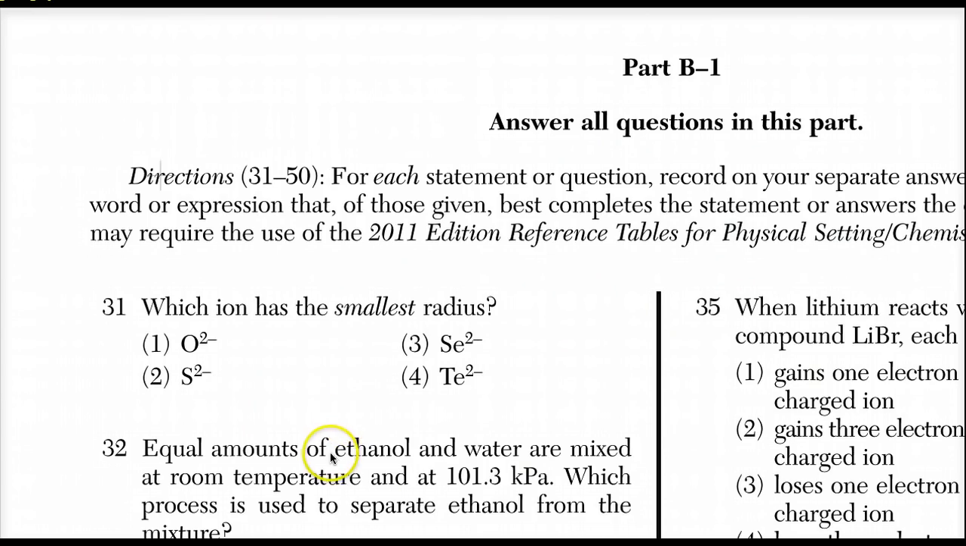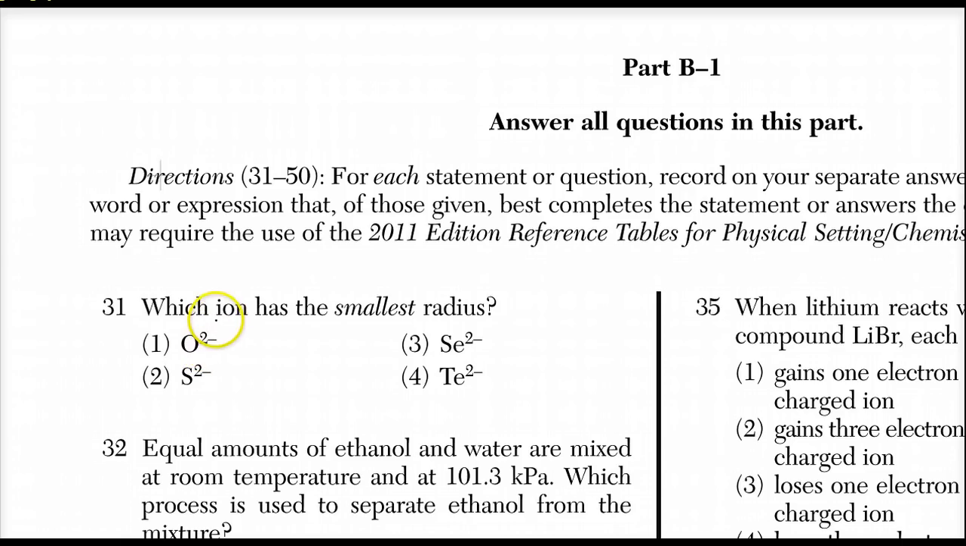Okay, number 31. Which ion has the smallest radius? Now we're in part B1, which these types of questions tend to be a little more challenging. Usually have a second part to them or 2 steps to them. Sometimes I see that, sometimes I don't. But in this question, I want the smallest radius. And notice they're giving me the ions of these.